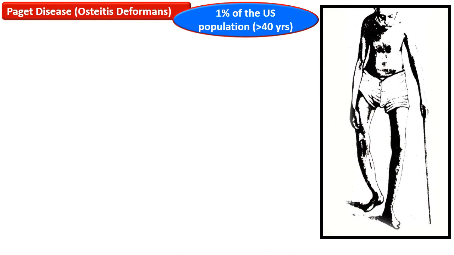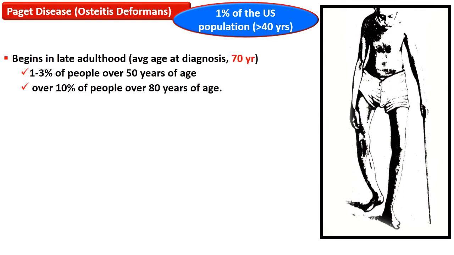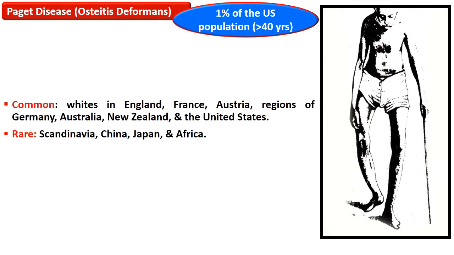1% of the population of the United States who have crossed 40 years of age are affected by this disease. The average age for the onset of this disease is about 70 years. 1/3 of the people over the age of 50 years are affected, and this disease is manifested in 10% of the people over the age of 80 years. It is more common in whites and more prevalent in England, France, Austria, regions of Germany, Australia, New Zealand and USA, while it is rare in native population of Scandinavia, China, Japan and Africa.